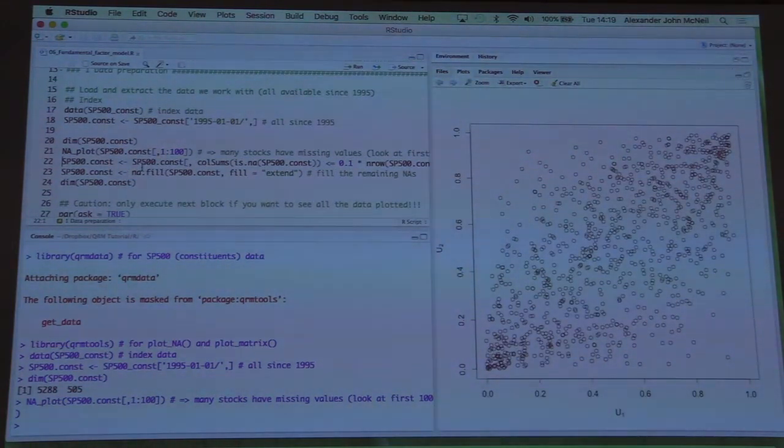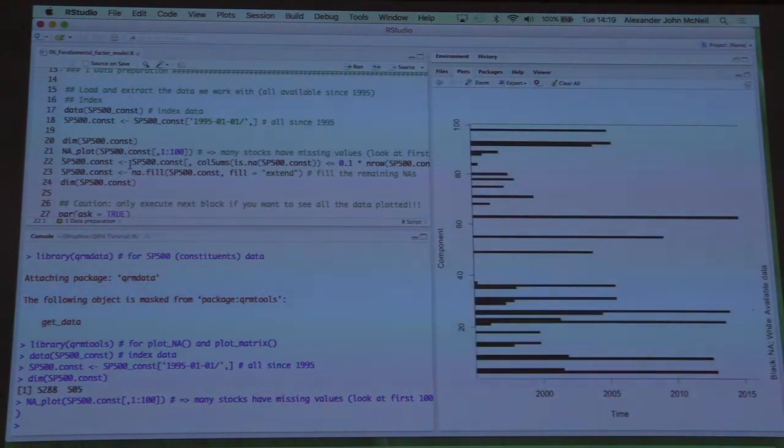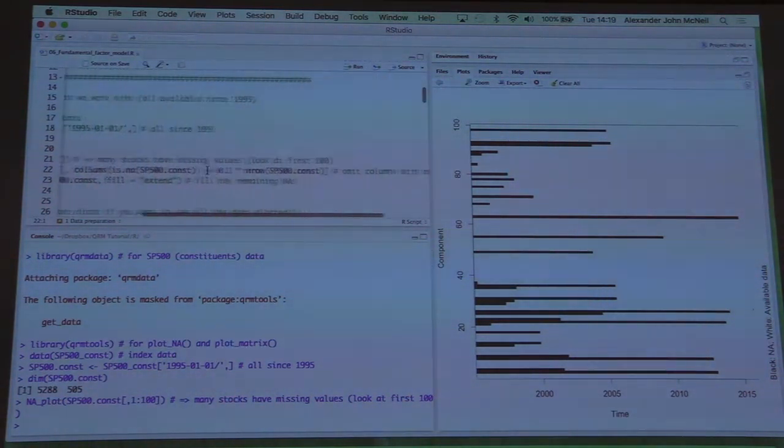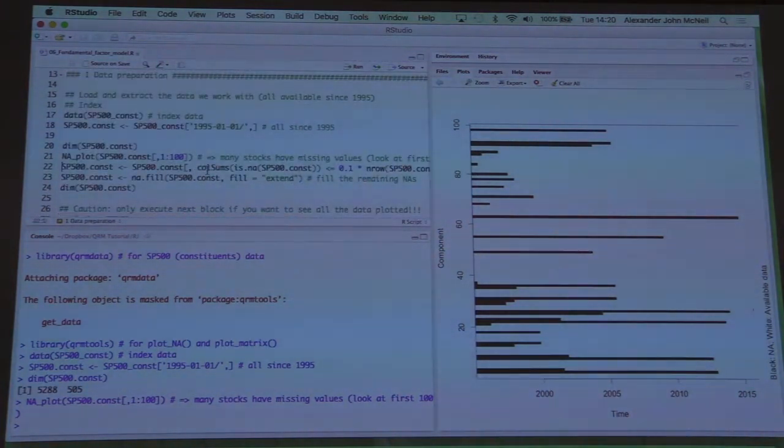Let's see if we get a picture here appearing. Yeah, this is actually just the first 100 out of the 500. If you see a black bar, this is time. And if you see a black bar, those are missing values. So for example, this one we only have data from here. These ones we have the complete data. This one we only have data from here. So there are missing values. I'm going to get rid of every stock where I have more than 10% missing values. Let's see, or omit columns with more than 10% missing values.